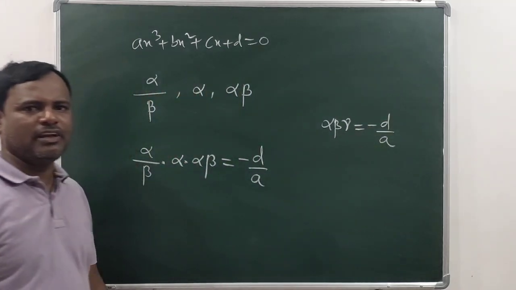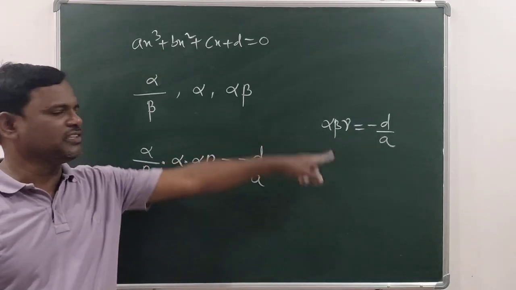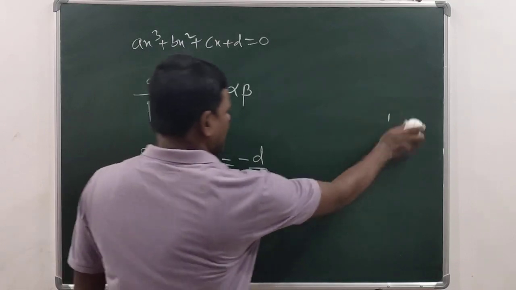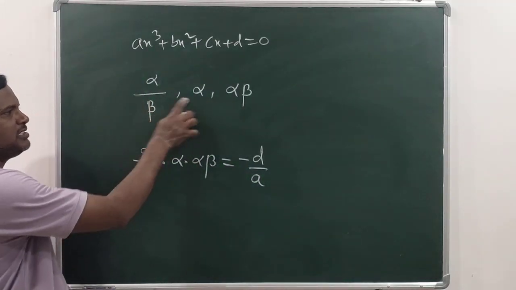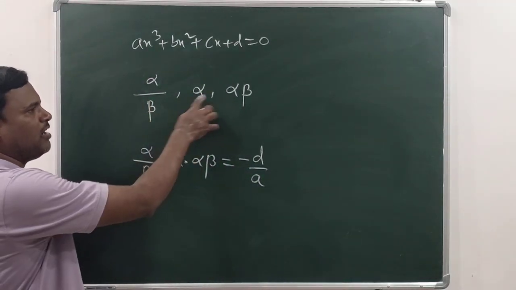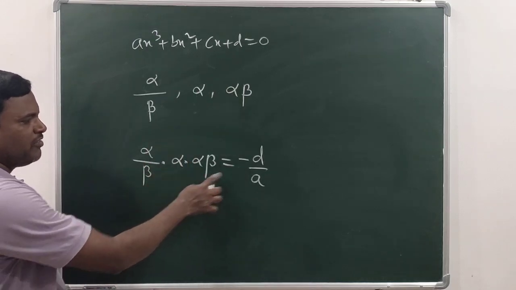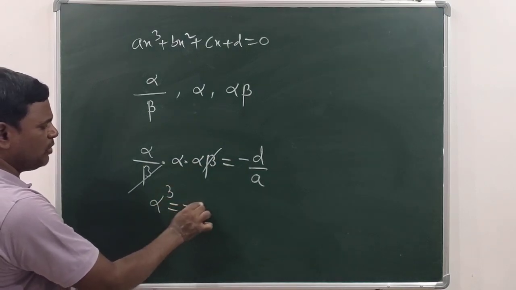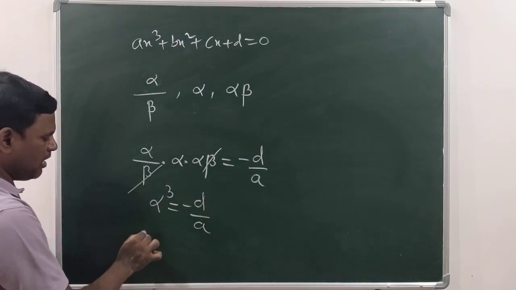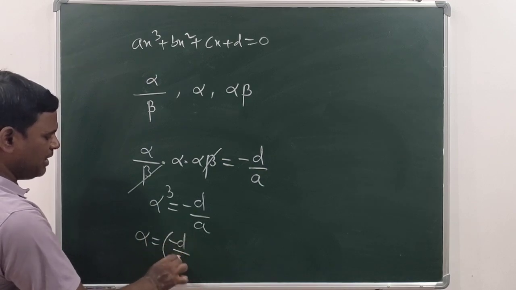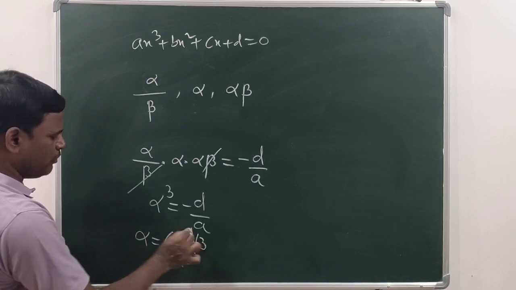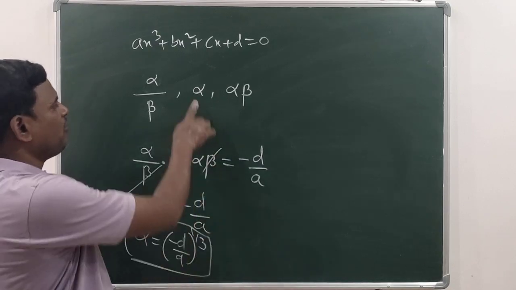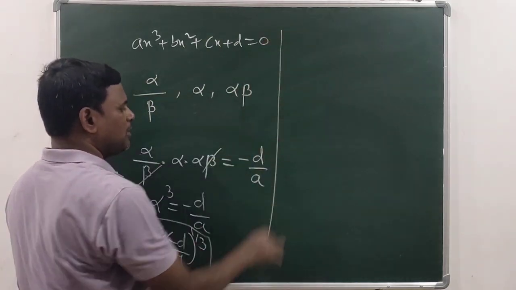You read this condition while you were learning that theory of equations: product of the roots equal to minus d by a. So same I applied here. I considered whose roots as alpha by beta, alpha, alpha beta. So whose product will be minus d by a. Now beta cancels. Now alpha cube is equal to minus d by a. Now make alpha as subject, minus d by a whole power 1 by 3 you will get. Alpha is one of the roots of this cubic polynomial equation.